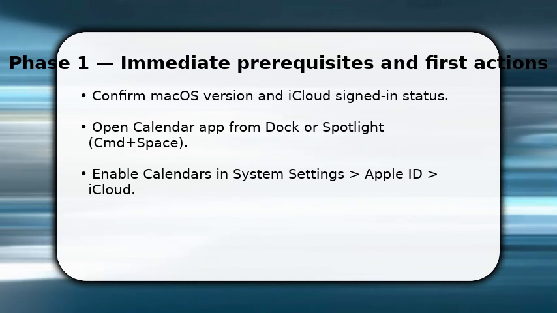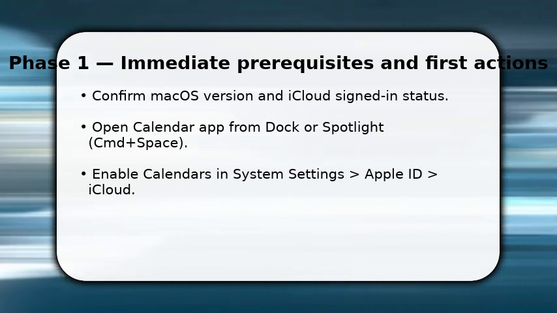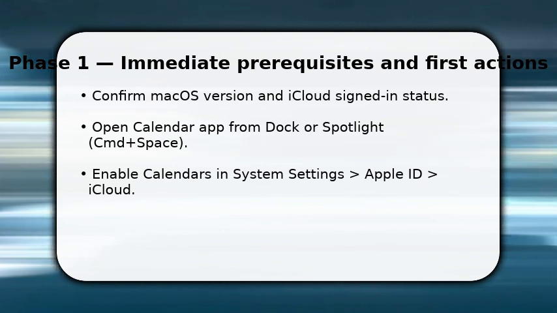Next, check Default Calendar and Alert Settings in Calendar Settings. These determine where new events land and how reminders appear. Doing this first prevents duplicate calendars and missed notifications. So take a moment to choose defaults.